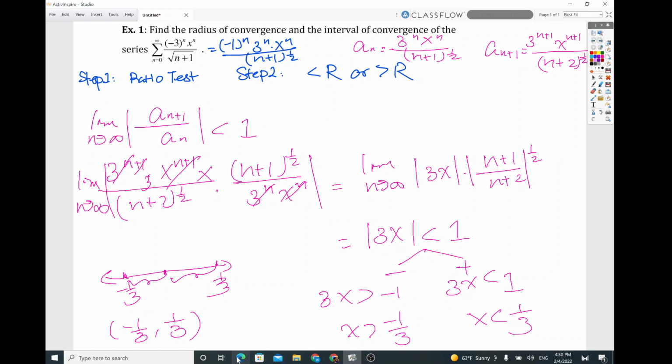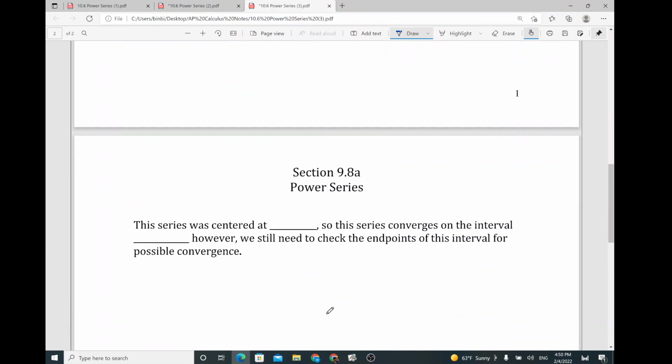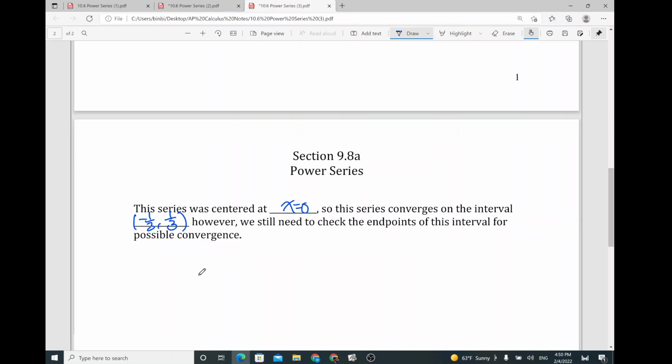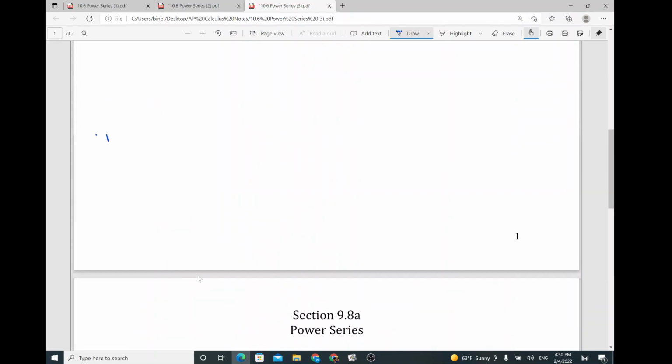Okay, so going back to the template. So let's see that. This series was centered at 0, x equals 0. So the series converged on the interval from negative 1/3 to 1/3. However, we still need to check the endpoints of the interval for possible convergence. Okay, so check the endpoint. So plugging that 1/3 back into the series.